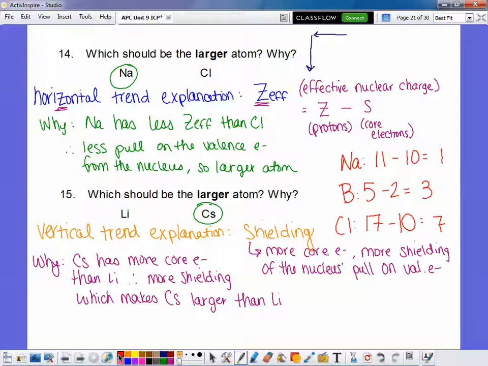This is just an aside: the horizontal trend explanation is always going to be Zeff.